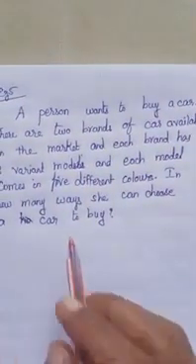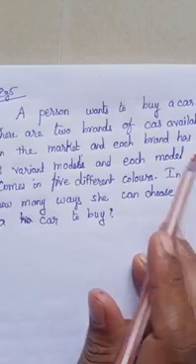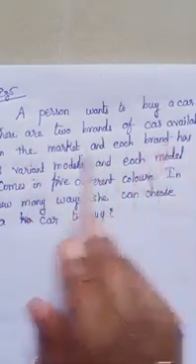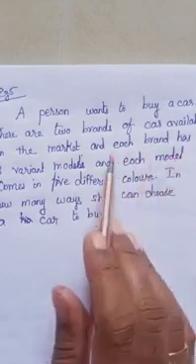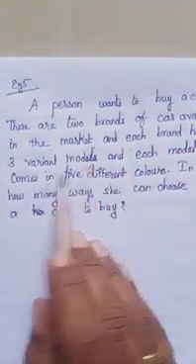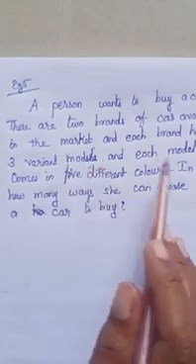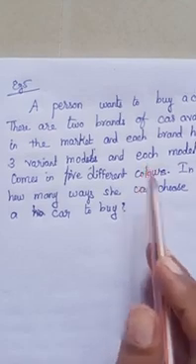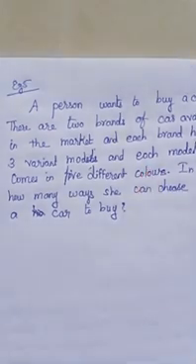Example 5. A person wants to buy a car. There are 2 brands of car available in the market, and each brand has 3 variant models, and each model comes in 5 different colors. In how many ways can she choose a car to buy?